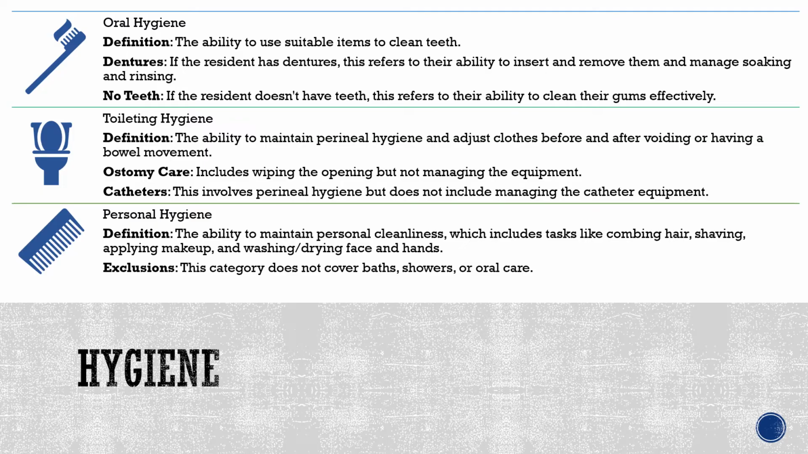Toileting hygiene. This is the ability to maintain perineal hygiene and adjust clothes before and after voiding or having a bowel movement. When an ostomy is involved, like a colostomy bag or a urostomy, this includes the wiping of the opening, but not managing the equipment and doing tasks like putting it on or emptying it. Catheters. This involves perineal hygiene, but it does not include inserting the catheter or emptying the catheter.